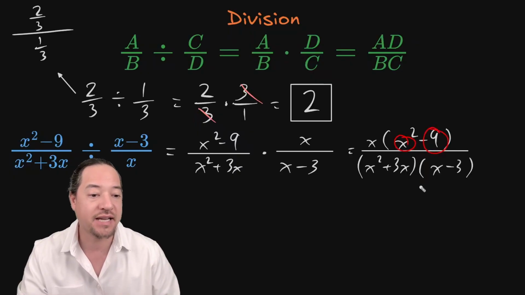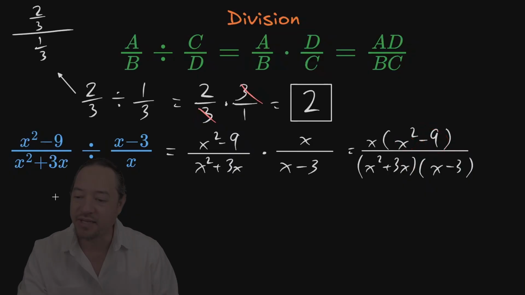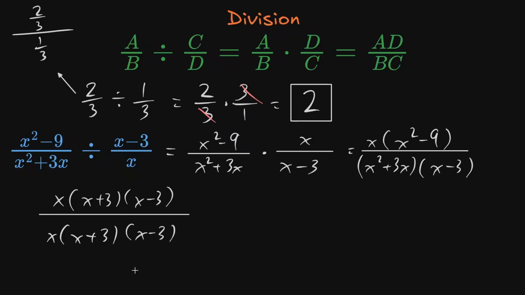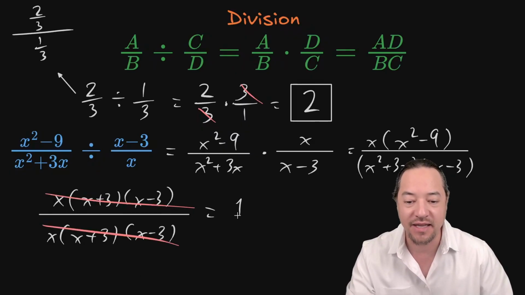This top part here, this x squared minus 9, we recognize that as a difference of two squares again. So we can simplify this down to x times an x plus 3 times an x minus 3. And then in the denominator, this part's already simplified, but this one we can factor out an x, right? So we can factor out an x from both of these terms. That'll give us an x times an x plus 3. And then we have the x minus 3 remaining. Well, look at that. Everything cancels, and we're just left with a 1.